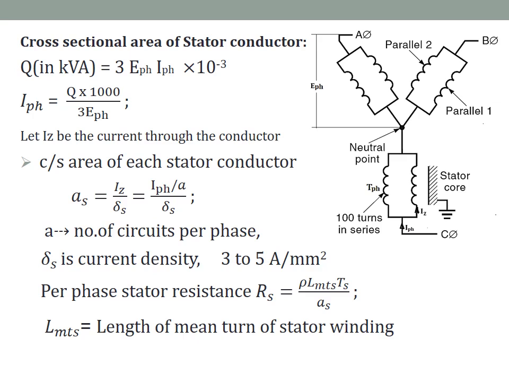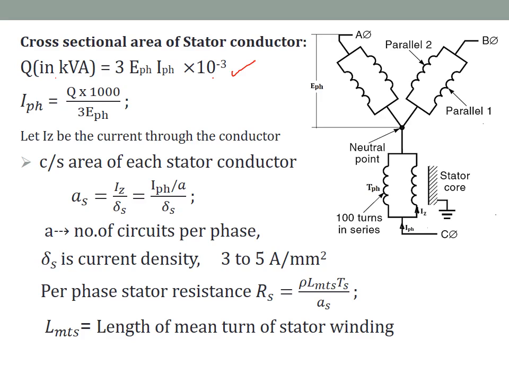Coming to the cross-sectional area of the stator conductor, consider this equation. Q in kVA is equal to 3 EPH IPH into 10 raised to minus 3. Because this is in kVA and this is in volt ampere, to convert volt ampere into kVA we multiply by 10 raised to minus 3, which is nothing but dividing by 1000. So from this equation, IPH is equal to Q into 1000 divided by 3 EPH.